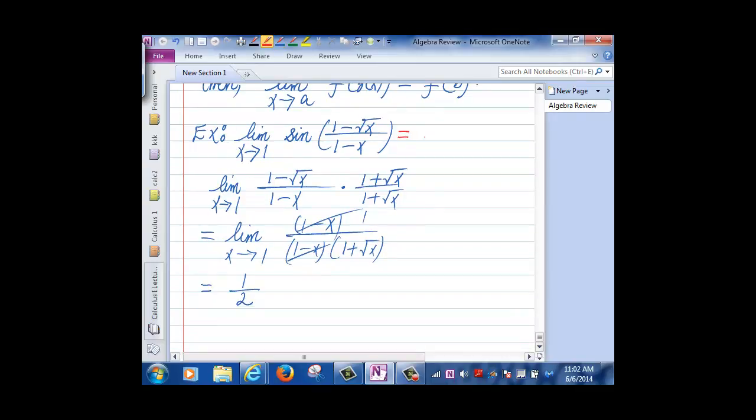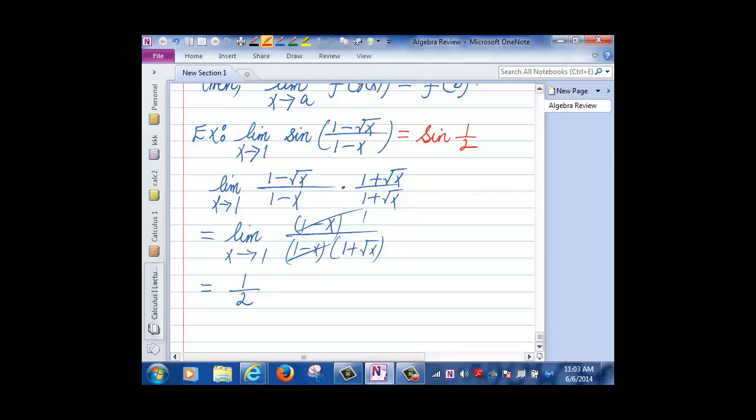The original limit would be sine of half. Okay, whatever that value is, sine of half. You have to use your calculator to know what that value is. You can leave your answer as just sine of half. The value of the limit is sine of half. Is everybody okay with what I said?